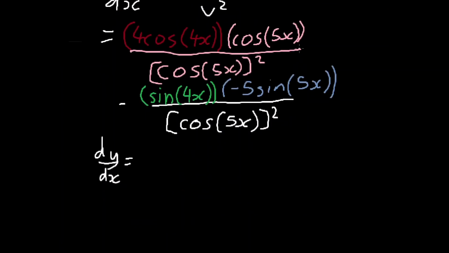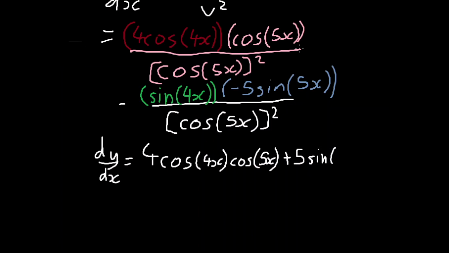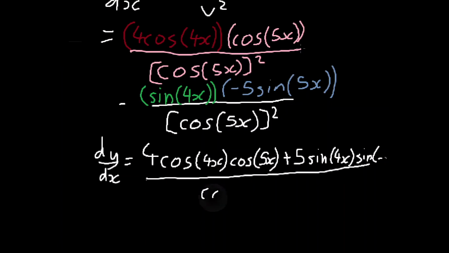We can't simplify that. So then we go 4 cos 4x cos 5x. All right. Now in this case, we've got a minus 5 and a minus sign, so it becomes plus 5. And again, the same thing. We can't mix the sine 4x and the sine 5x, so it becomes sine 4x and sine 5x. I run out of space, and then all divided by cos, and we can just put the squared here to make life a bit easier, 5x. That's our final answer.